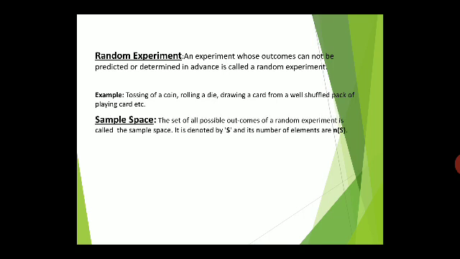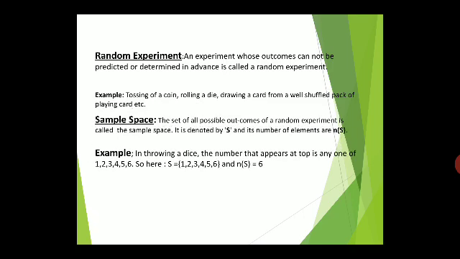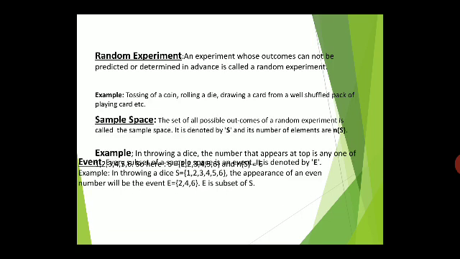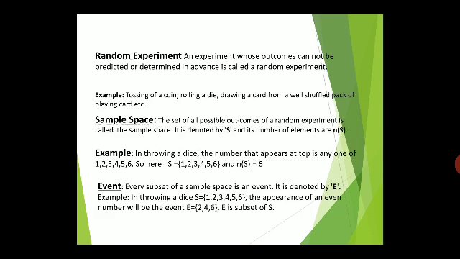After that, we'll know about sample space. It is the set of all possible outcomes of a random experiment. It is denoted by capital letter S, and the number of elements is n(S). As for example, in throwing a die, the number that appears at top is any one of 1, 2, 3, 4, 5, 6. So here S is the set comprising the elements 1, 2, 3, 4, 5, 6, and the number of elements in S is 6.